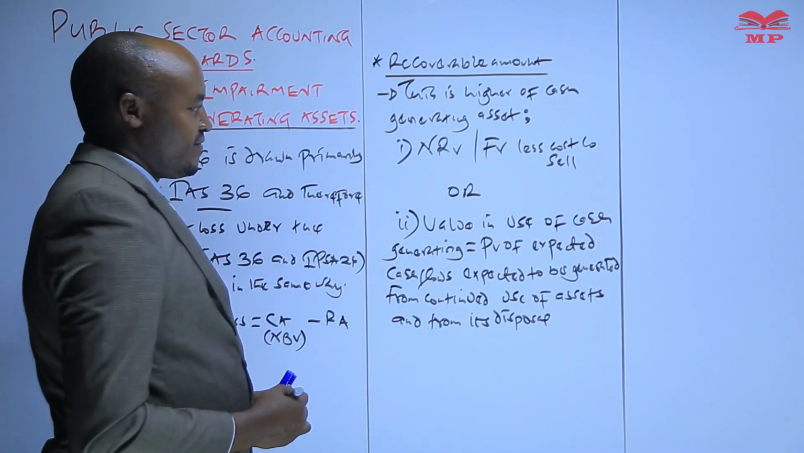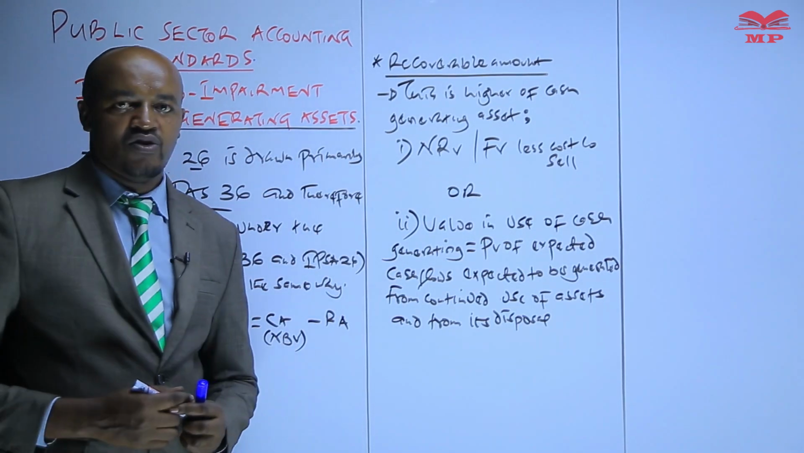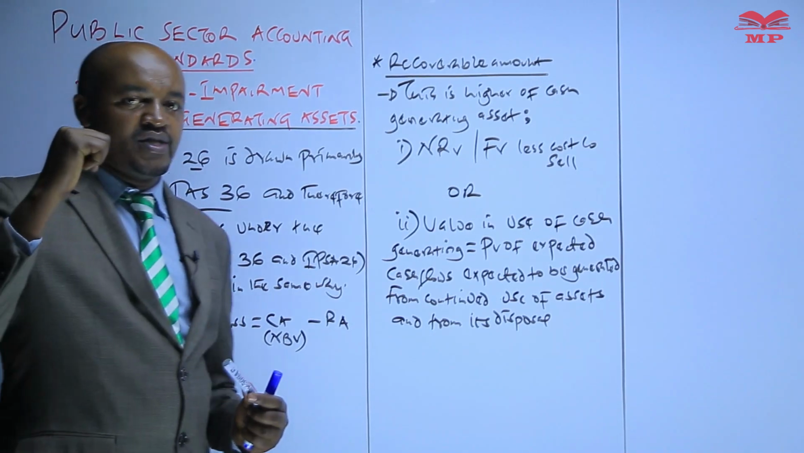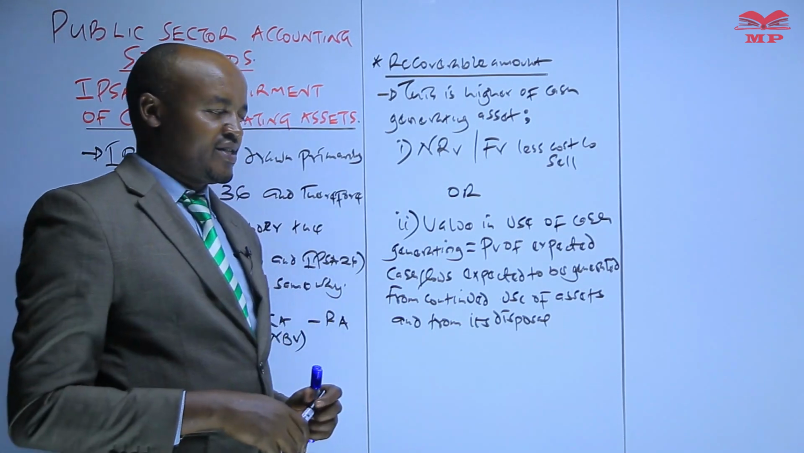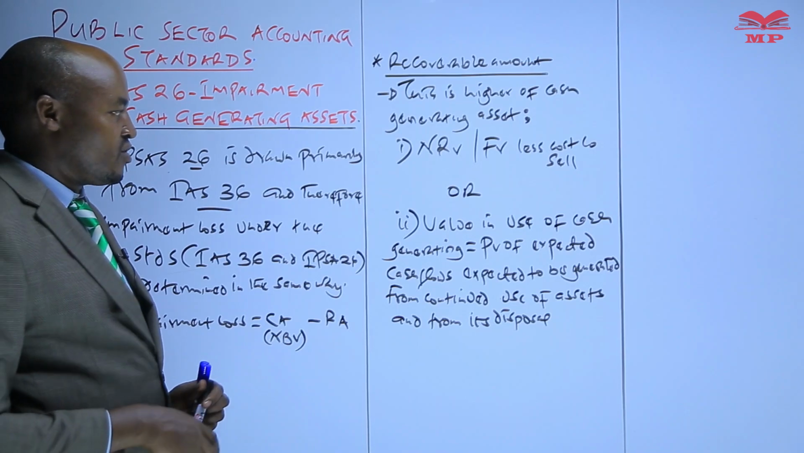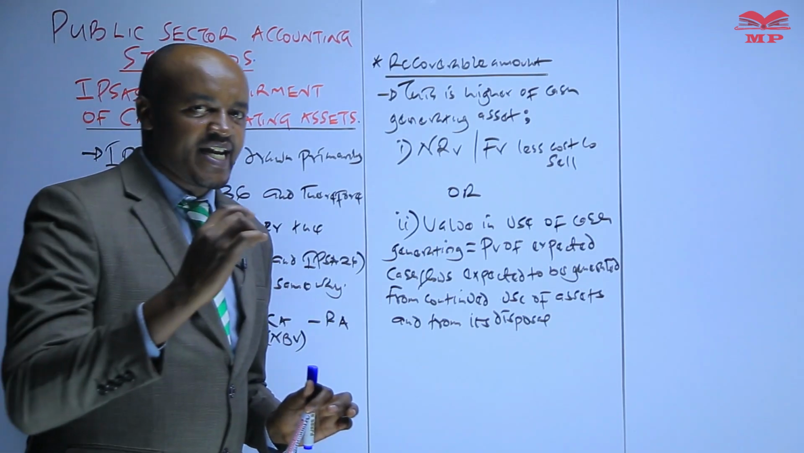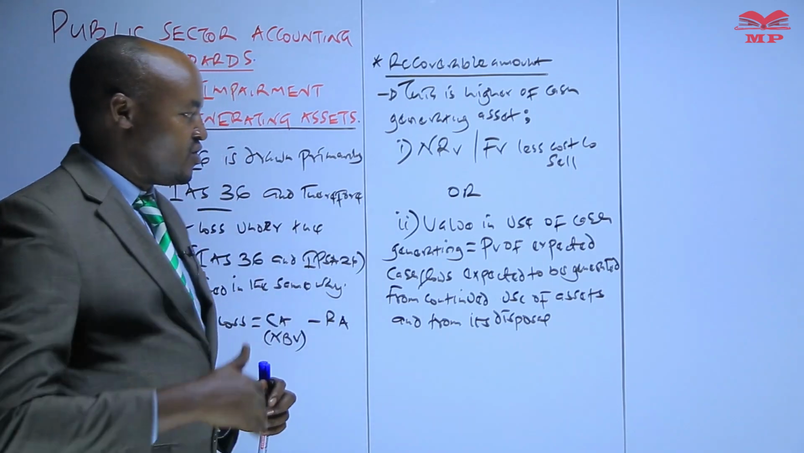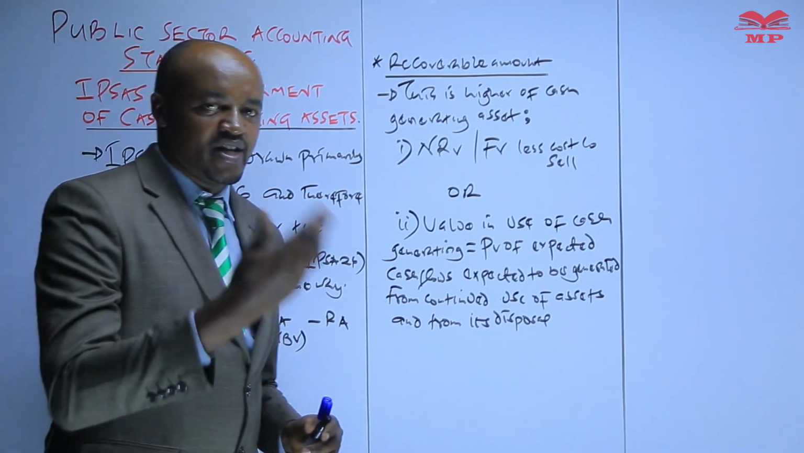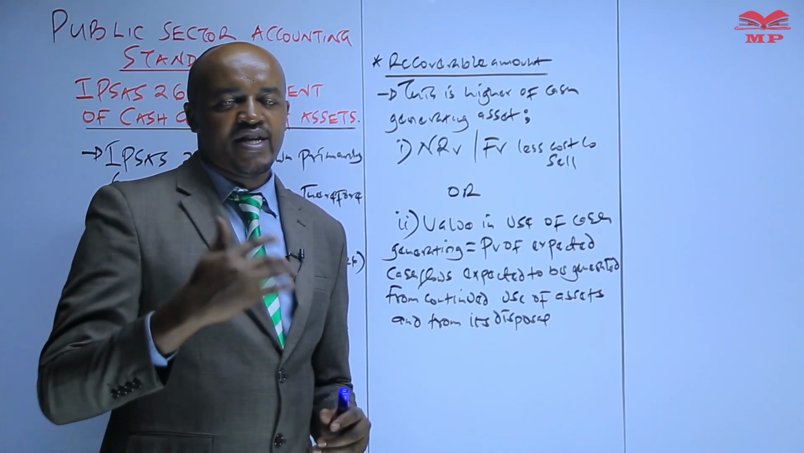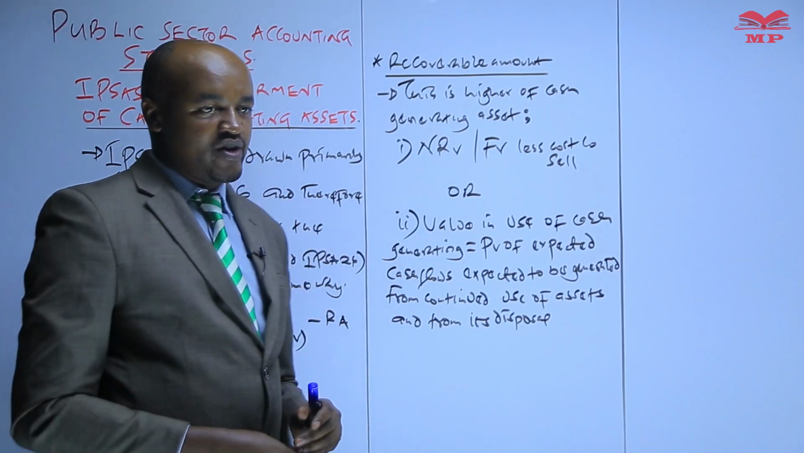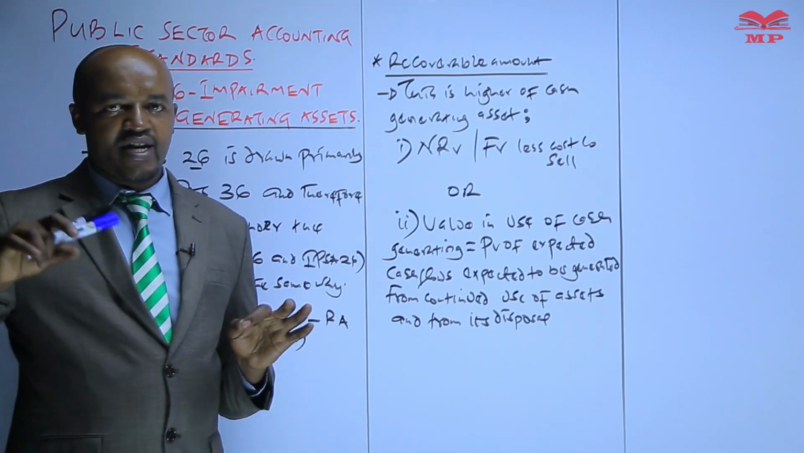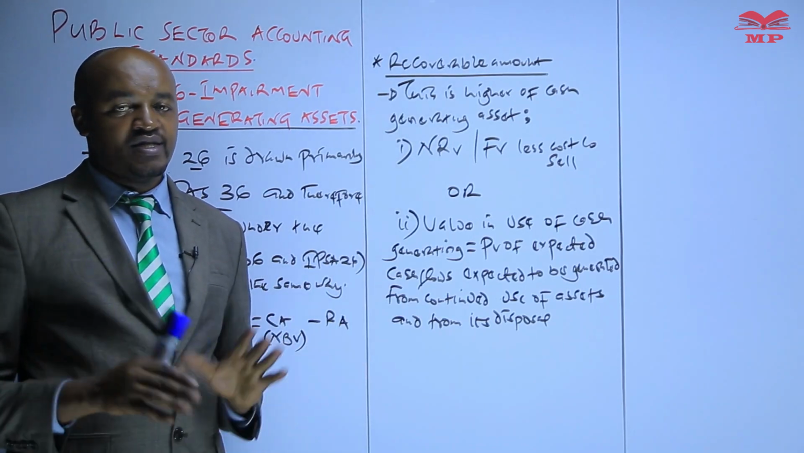So that is how we define the value in use of a cash generating unit. Recall what we said in our previous session. To determine the value in use of a non-cash generating asset, we define that as the present value of the remaining service potentials of a non-cash generating asset. So you can see the definition of this particular term, the value in use, under IPSAS 21 and IPSAS 26 is different.